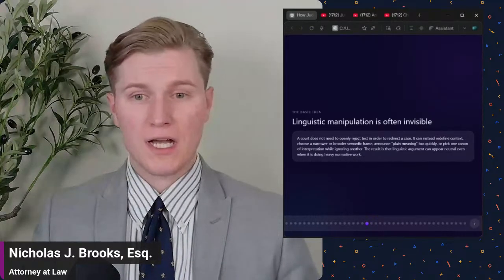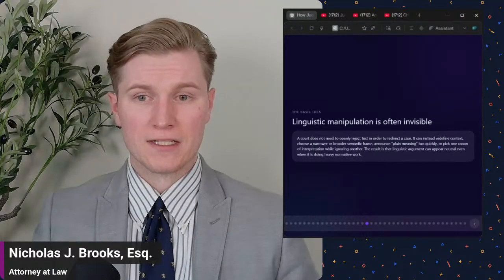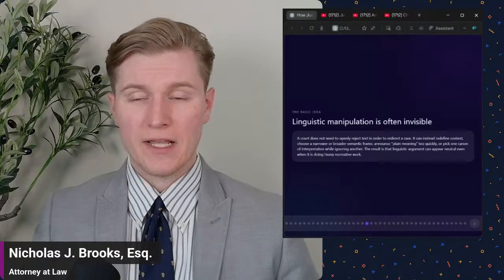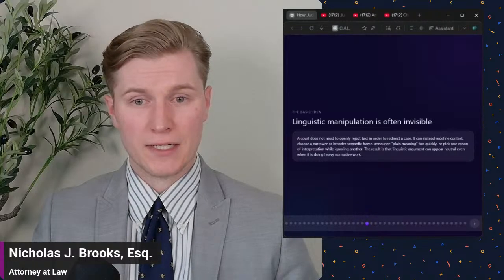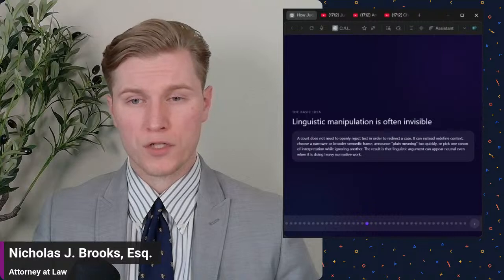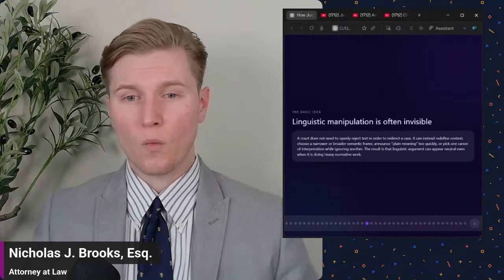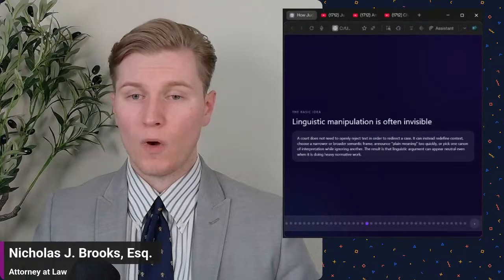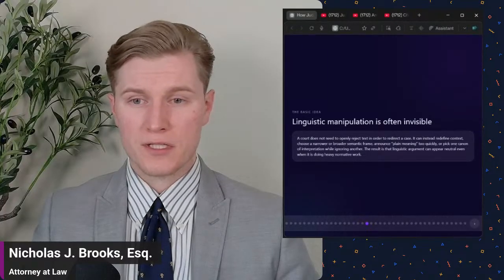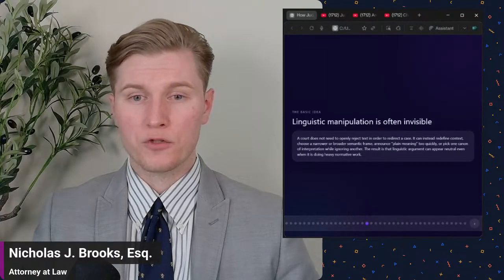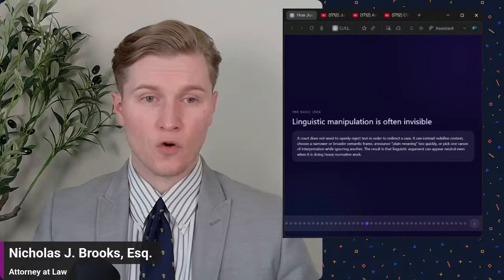But a court does not need to openly reject text in order to redirect a case. It can instead redefine context, choose a narrower or broader semantic frame, announce plain meaning too quickly, or pick one canon of interpretation while ignoring another. The result is that linguistic argument can appear neutral even when it is doing heavy normative work.